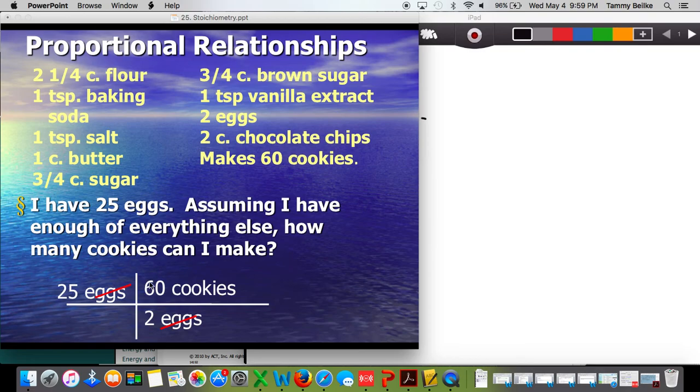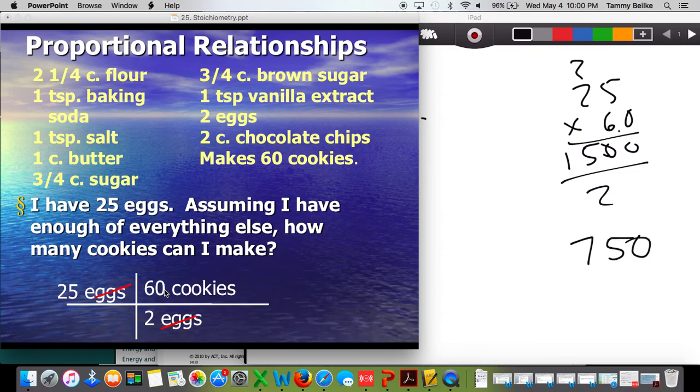So if I take 25 times 60, 6 times 2 is 12, 13, 14, 15, 1, 5, 0, 0, divided by 2 is how many? 750 cookies of glory. How amazing is that? To be surrounded by 750 cookies. Oh, that's just the life, right? So you can make 750 cookies.